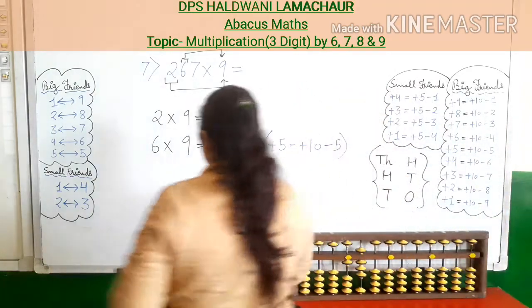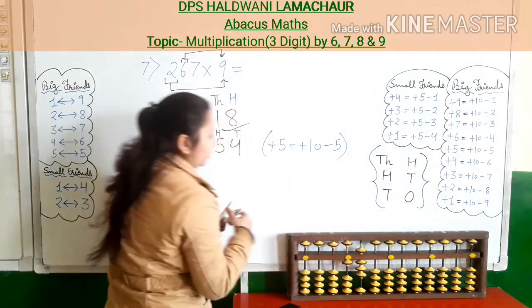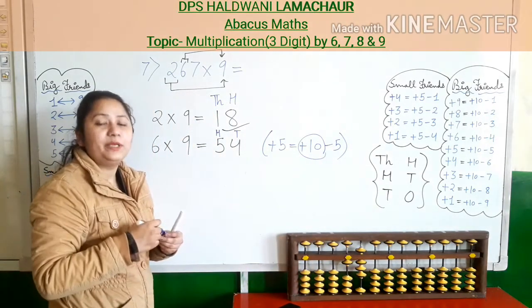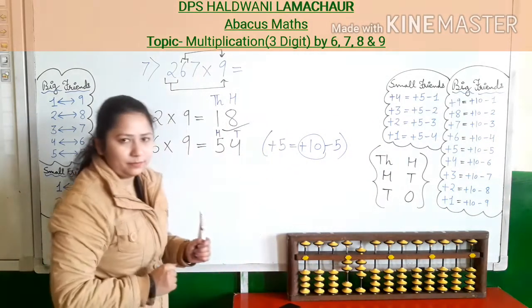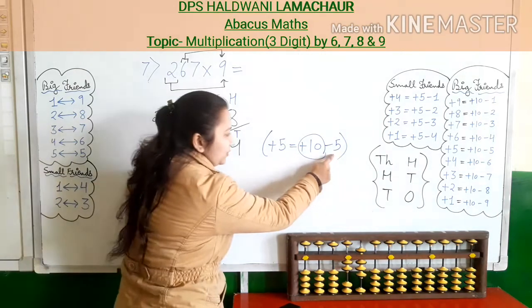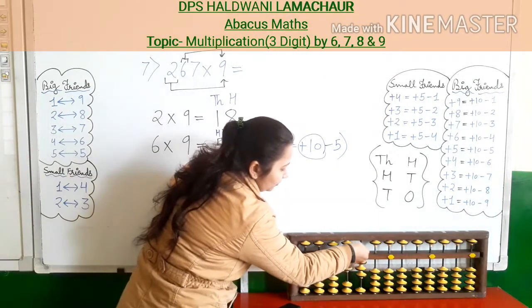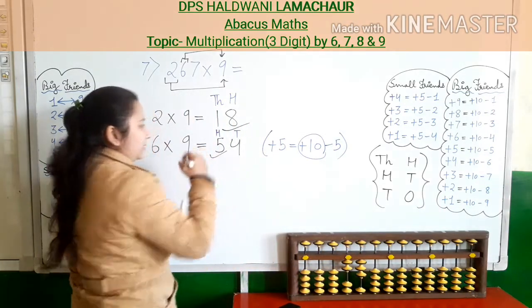So let's apply. See, 5 you will add in the hundreds rod. So plus 10 you will do in the thousands rod, meaning 1 rod up. So 1 will go up, plus 10. Now minus 5 from the same rod, that is the hundreds rod. Minus 5, 5 I put up. And your 5 is added.